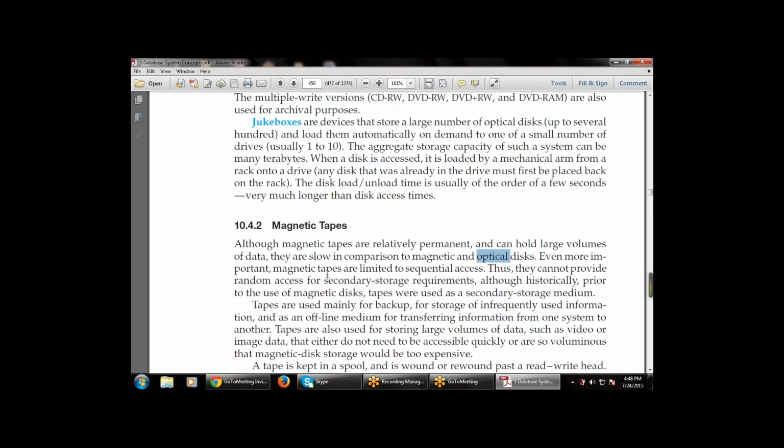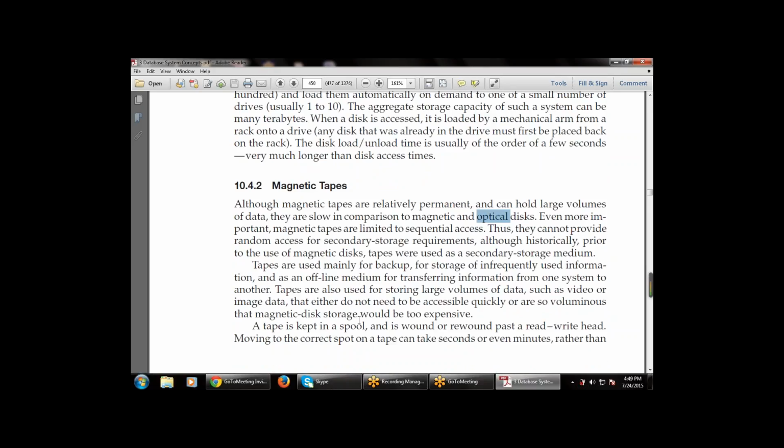Even more important, magnetic tapes are limited to sequential access, because the data is stored in sequence and we cannot store the data at random. Tapes are used mainly for backup, for storage of infrequently used information, and as an offline medium for transferring information from one system to another system.